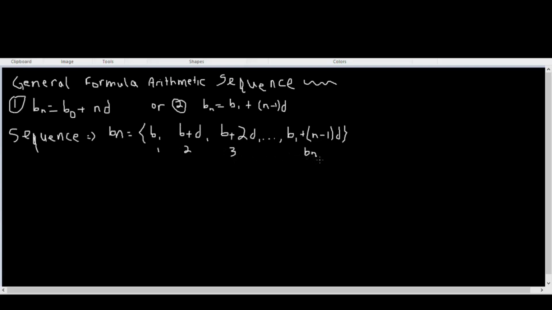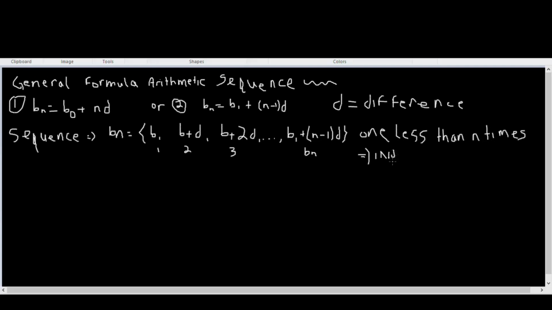And as you can see, it's a list of terms in its general form. And if you notice in the general formula for a sequence, d is 1 less than n times. First term is b, second term is b plus d, third term is b plus 2d, so it's 1 less than n times. So we index n, take away 1. So we're using equation 2, but we could have easily used equation 1 as well.